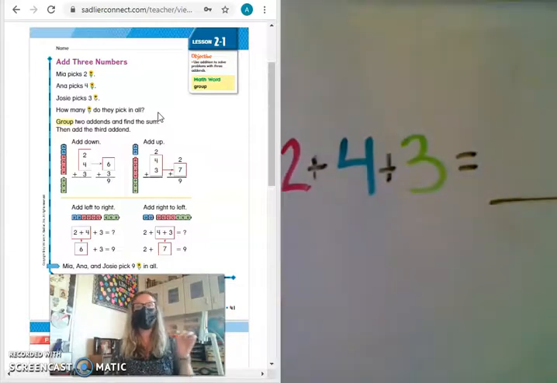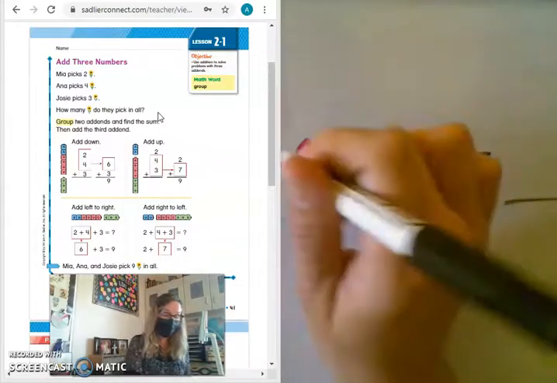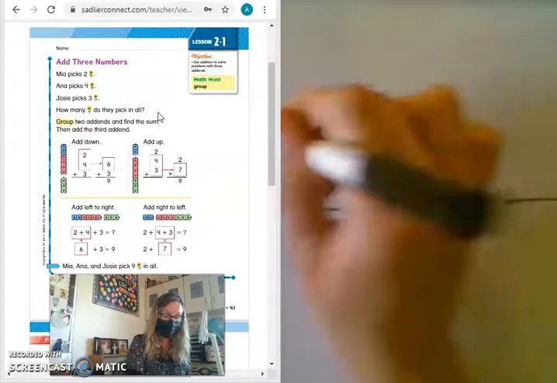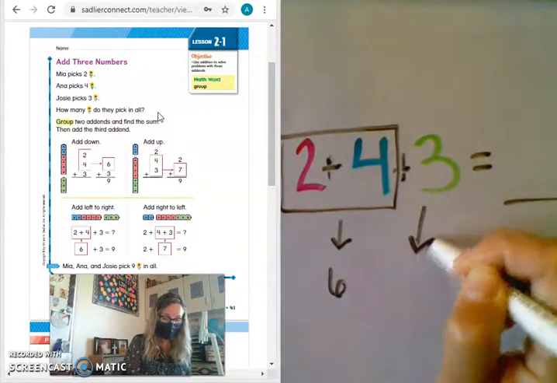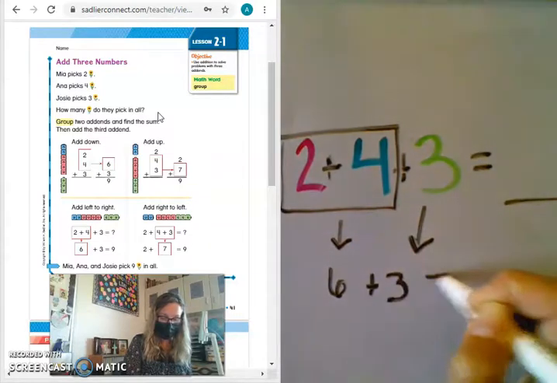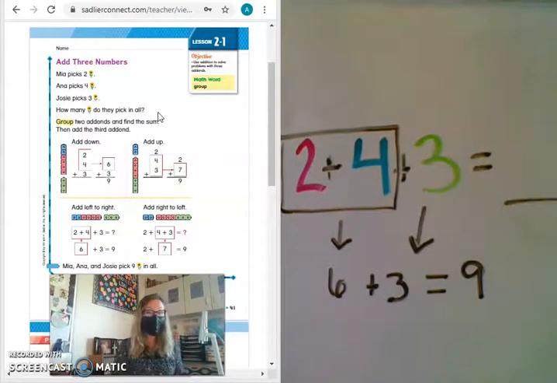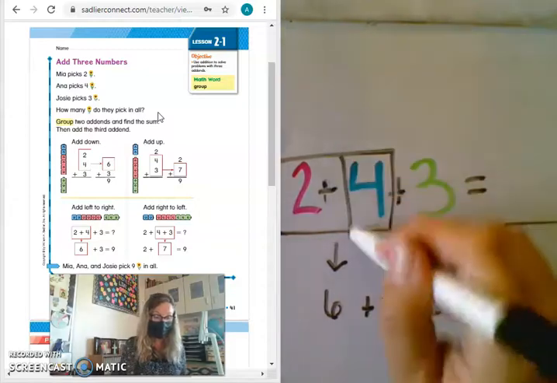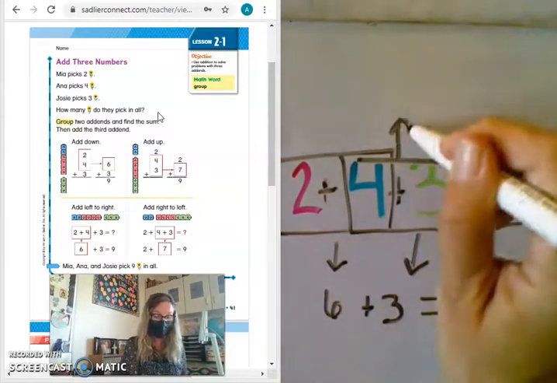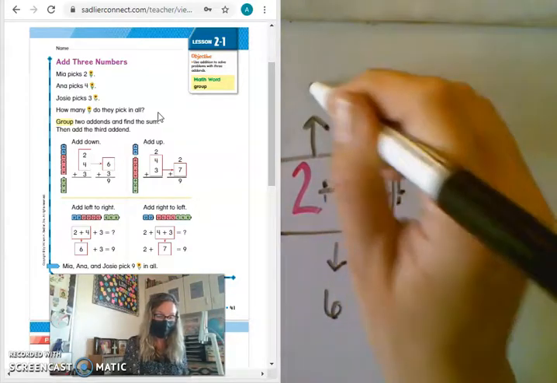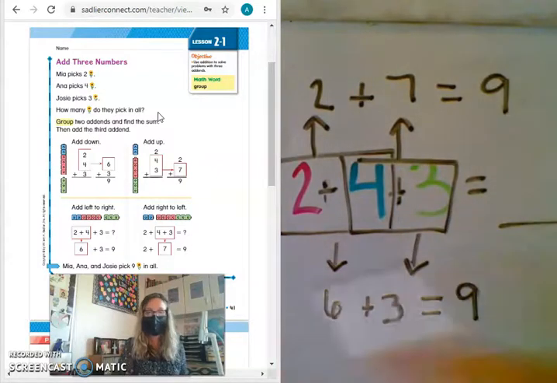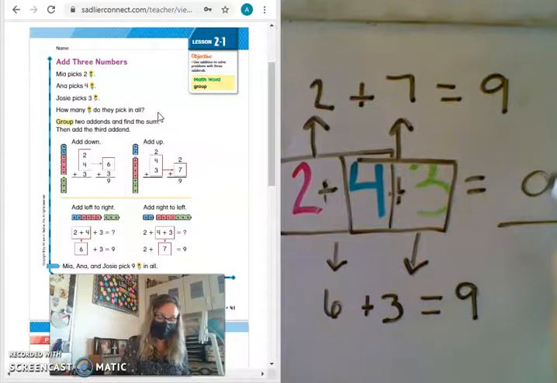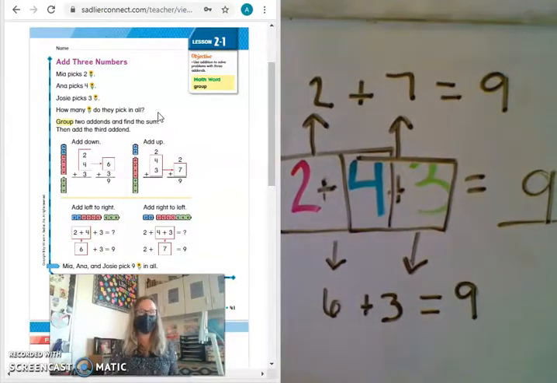But I can do the work the same way. I can either group the 2 and the 4, which gave me 6, and then bring down my plus 3, which gives me 9. Or I could group the 4 and the 3, which gave me 7. Bring up my 2 plus 7 equals 9. No matter which way I add it, those 3 numbers equal 9. And that's what we're doing today.